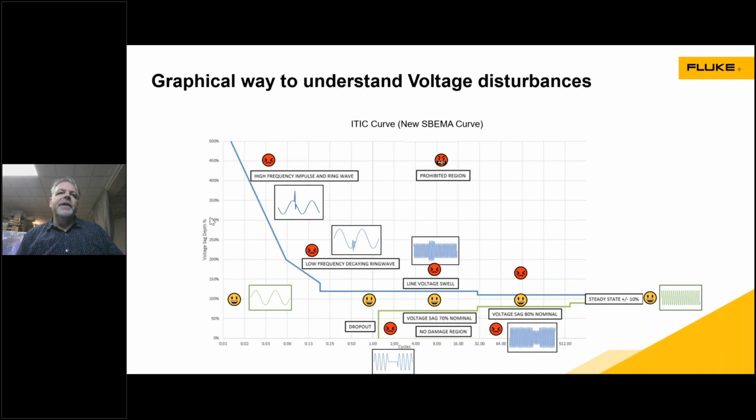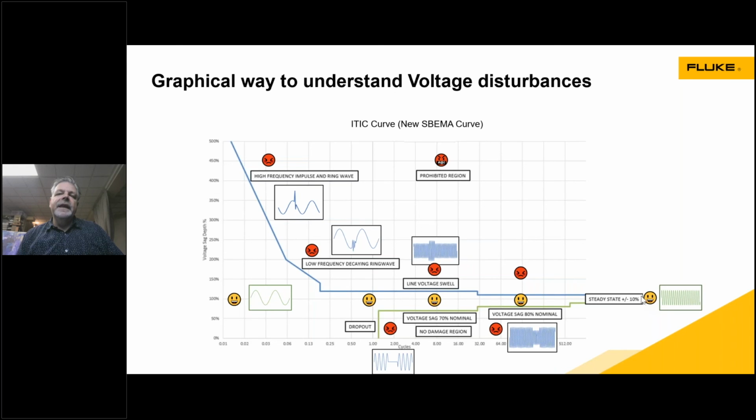This is a logarithmic graph for voltage deviation from 100%, which is our nominal voltage. 0% would be 0 volts, and 5,000% would be significantly high voltage, depending on the nominal voltage. And then this is a logarithmic graph for the speed of the event in cycles. But as the speed of the event increases, we have less tolerance for events.